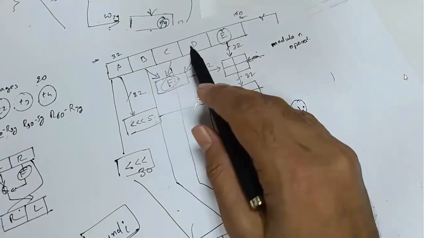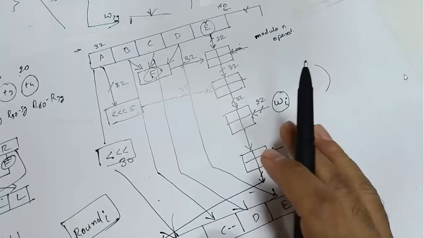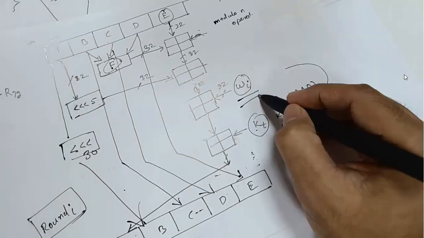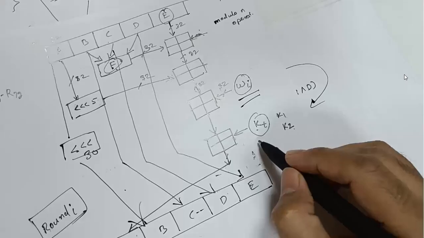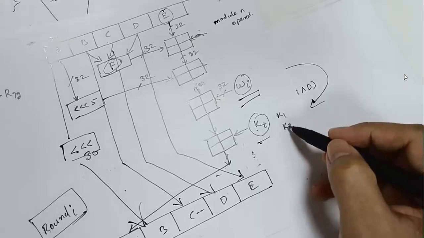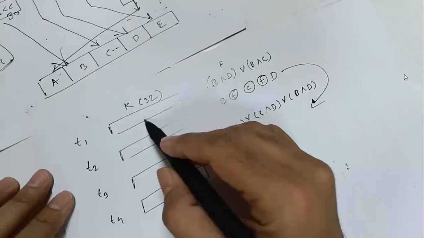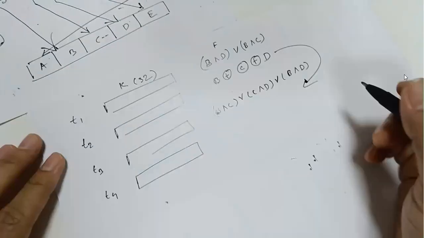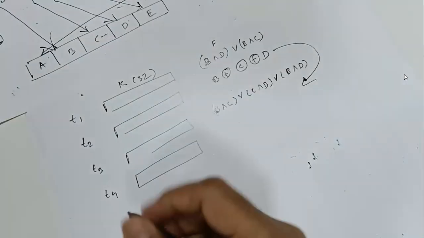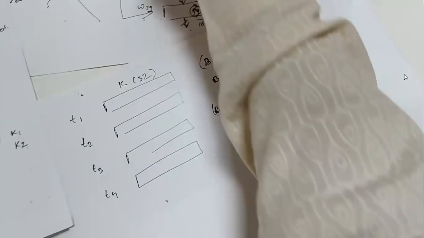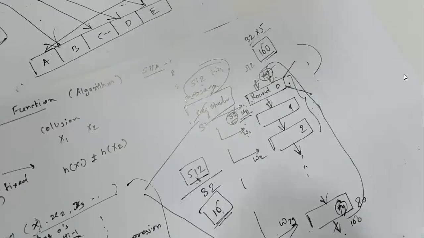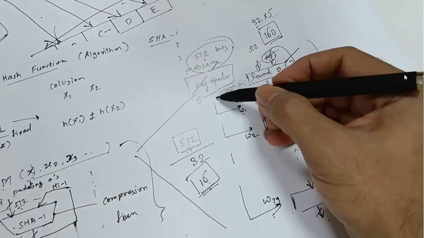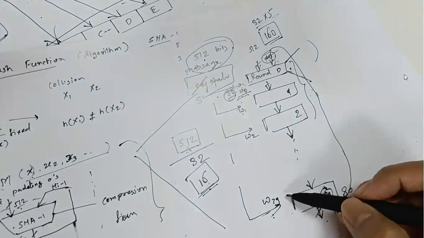Now what is not known is how the message schedule works. KT, that is constant for each round, is different. You have to Google it for the values. If you have interest, you can check it out on Google. Now, what is remaining in this SHA1 is the message schedule, how the words are prepared and given to each round.